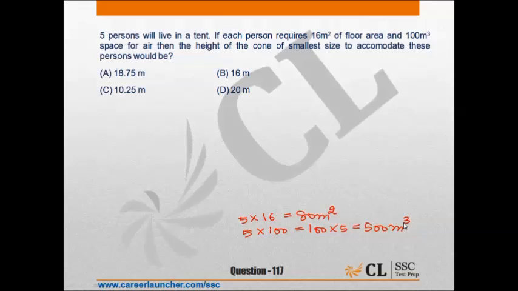Now, the volume of the cone is given by 1 by 3 pi r square h is equal to 500 meter cube. So, pi r square is given as 80 meter square. So 1 by 3 into 80 into h is equal to 500. This gives us h as 18.75 meter. So the correct option is option A.